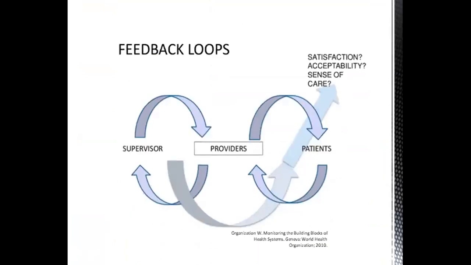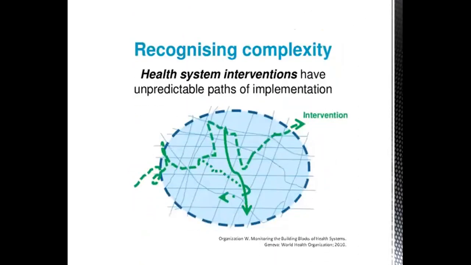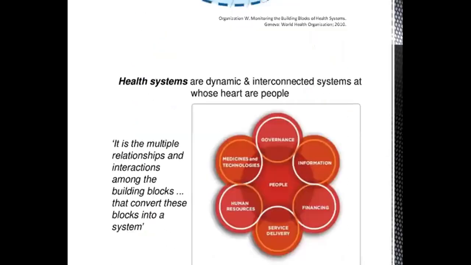Therefore, some feedback loops exist, for example, at the level of supervisors, healthcare providers, and patients, which can lead to satisfaction, acceptability of health, and sense of care. Therefore, we can recognize complexity in the healthcare system and health system interventions, with unpredictable paths of implementation.